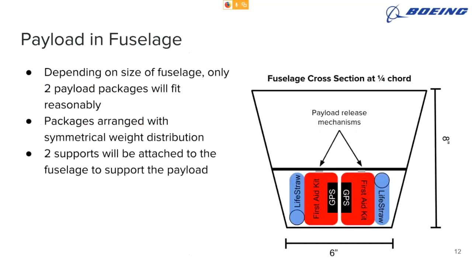This shows how our payload will be held in our fuselage. The fuselage will hold 2 payloads, and it'll be held symmetrically so that it will not influence the CG as badly when one is dropped.